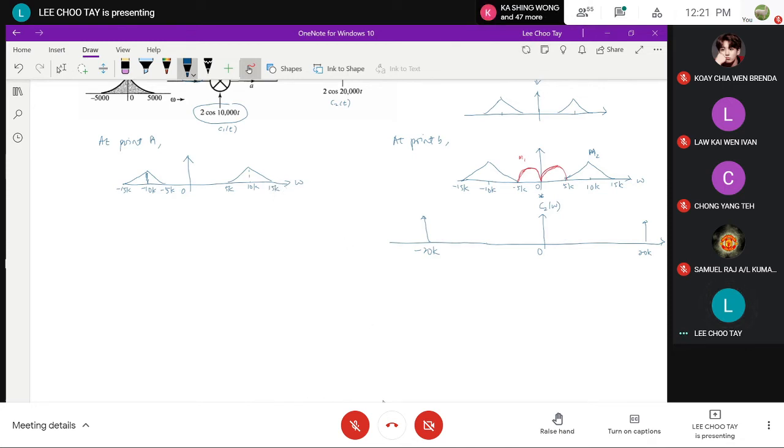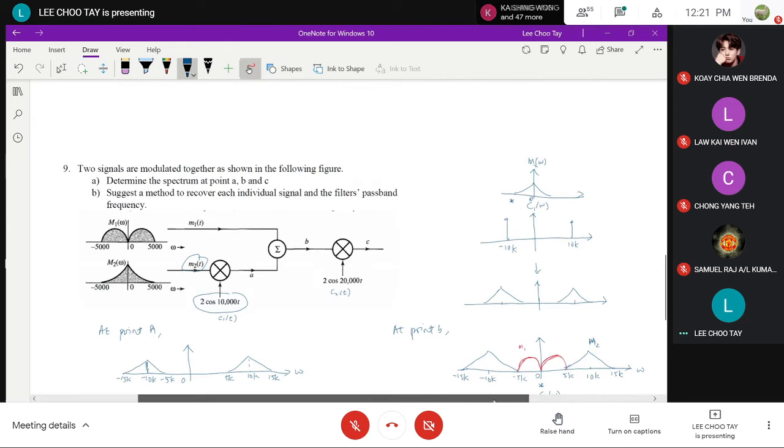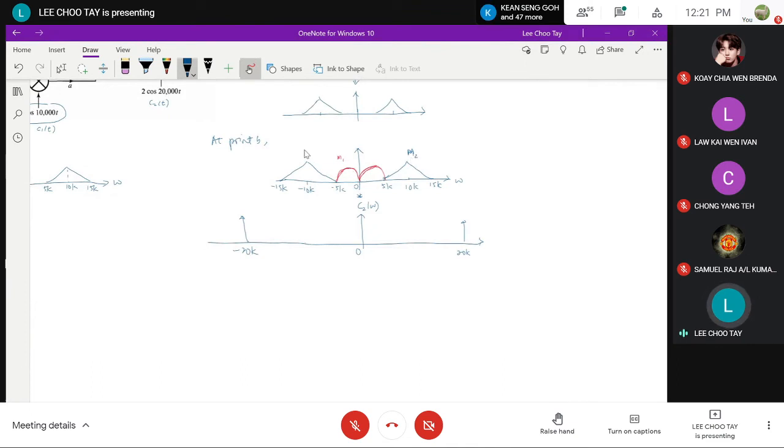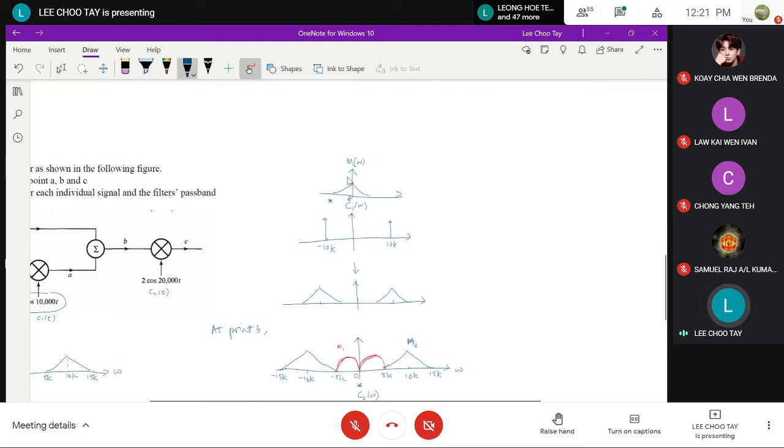Okay, so now when I convolve, this whole spectrum, instead of centering at zero, is now going to center at 20k. Same concept as before. Previously, in my message number two, if you understood the concept of convolution, then you understand how the spectrum actually shifts.